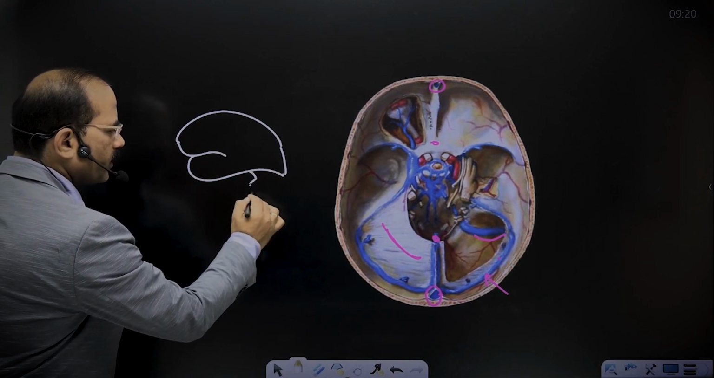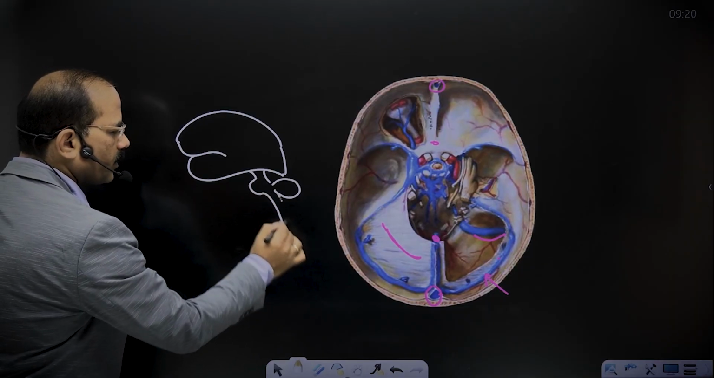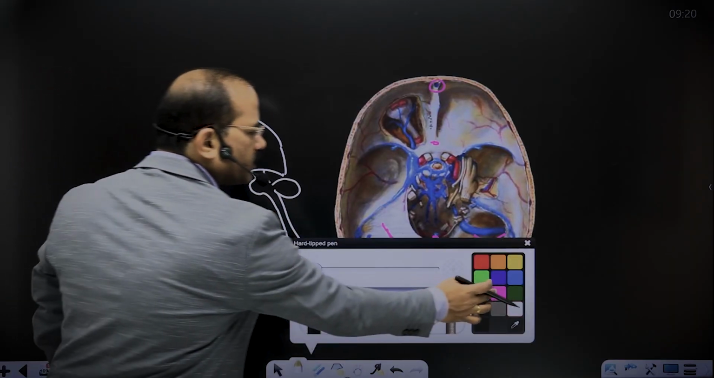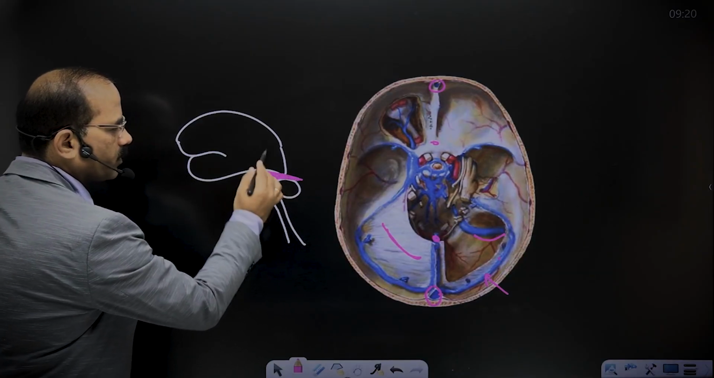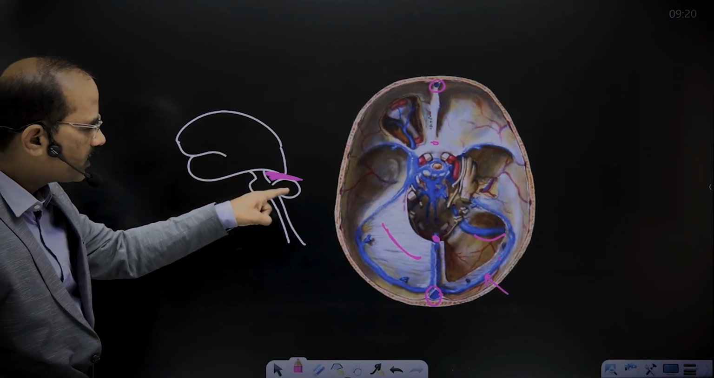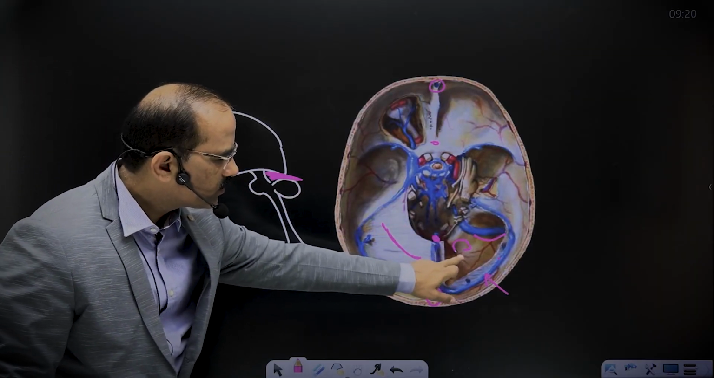This is the midbrain, that's a pons, that's a medulla. And what's here? Cerebellum. Now, this fold of dura mater is going to separate the occipital lobe of the brain from the cerebellum. The cerebellum would lie below this. Here would lie the cerebellum.